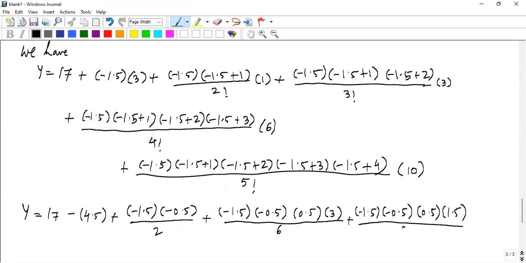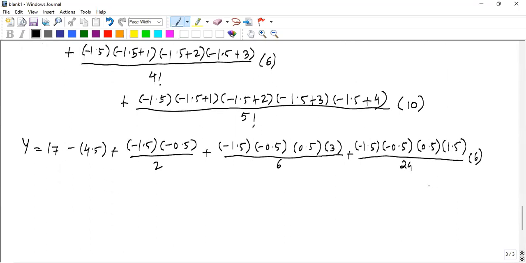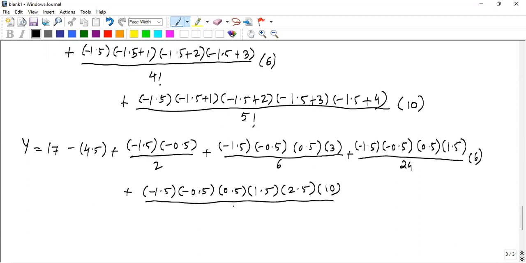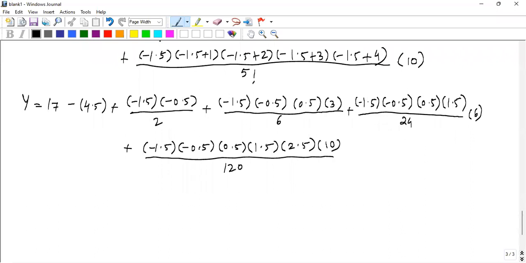And this term divided by 24. So here we have 6. Okay. Now we have plus, so this is minus 1.5 minus 0.5. This is going to be 0.5, 1.5, and this is 2.5 into 10. On this, 5 factorial is going to be 120. So here we get the value of y at 7.